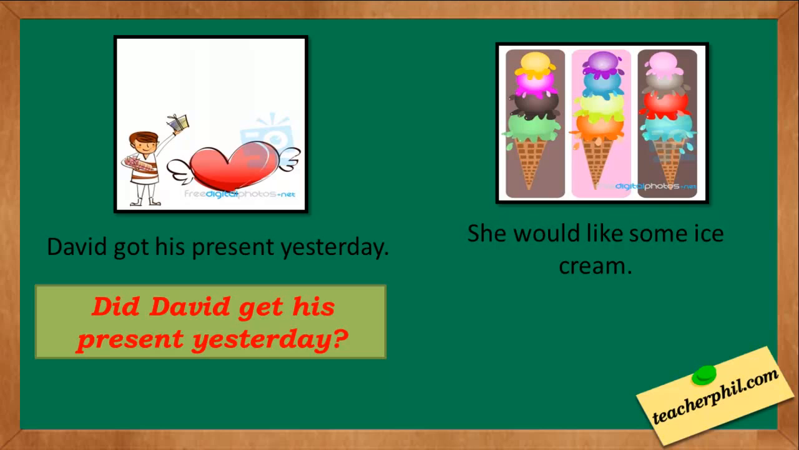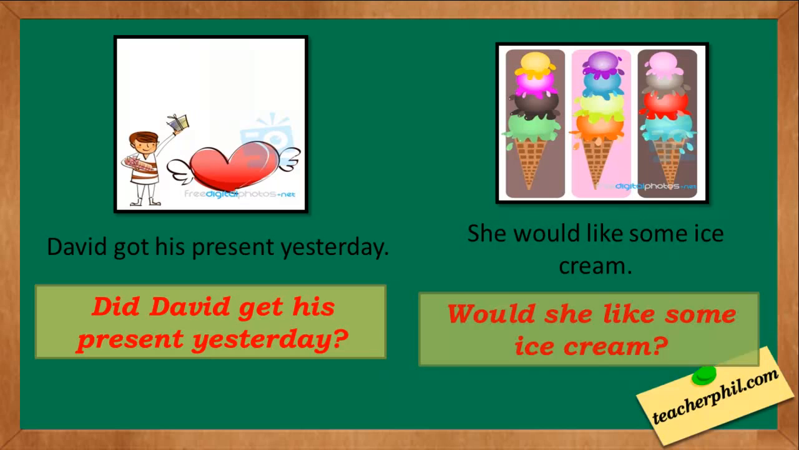She would like some ice cream. The answer is, would she like some ice cream? In this sentence, we only switch the subject she and the first verb would.